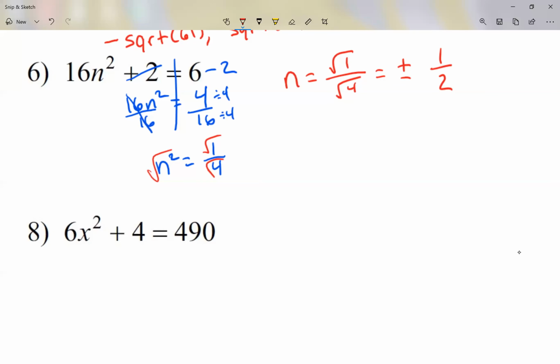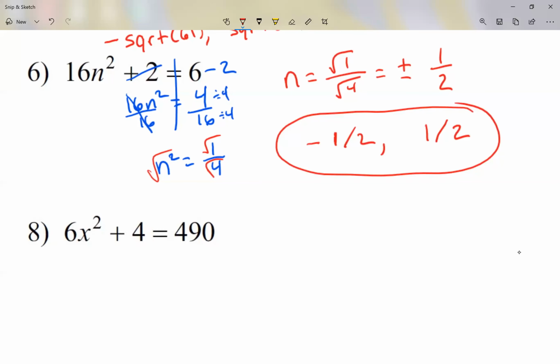Now, how am I going to type this? We always type the negative sign first, because the negative answer is smaller. So I'm going to type this as negative 1 over 2. Notice I'm using the slash for fraction. So negative 1/2, comma, there's a space, positive 1 over 2. Don't have to write the positive sign. So those are my answers. It is okay to have fractions. So there we have an example with fractions.